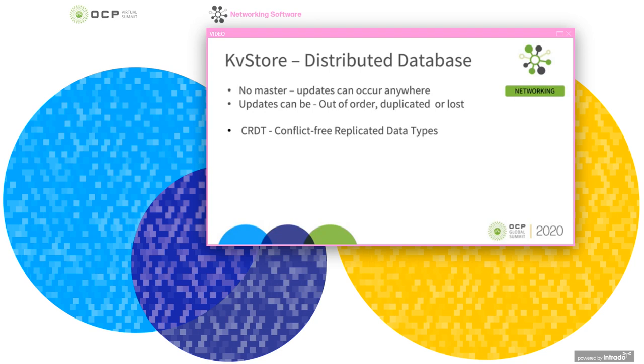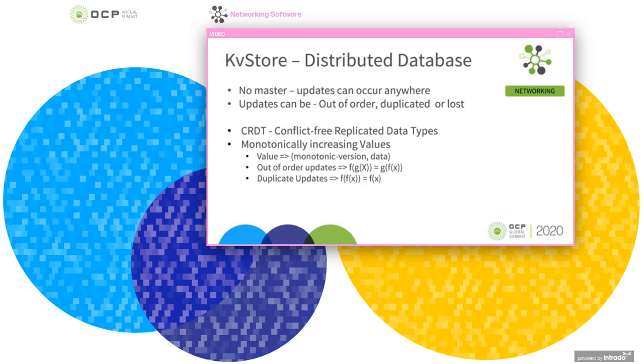At the very basic, we implement CRDT by having monotonically increasing values. We encode the value as a monotonic version and data. Data is a binary string. Every time data changes, the monotonic version increases, and we retain the higher value, meaning we retain the data associated with the higher version.